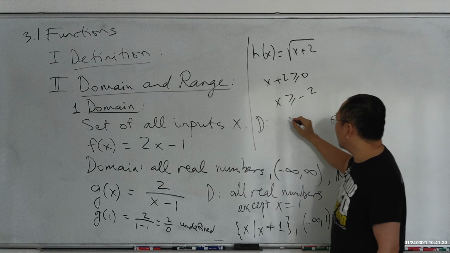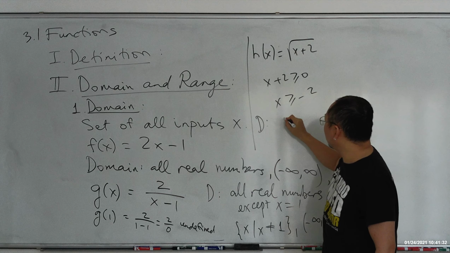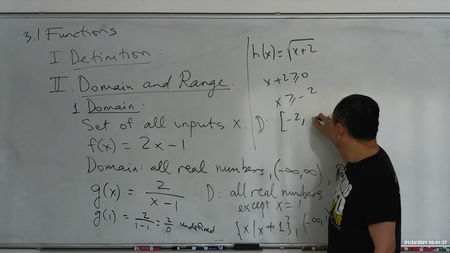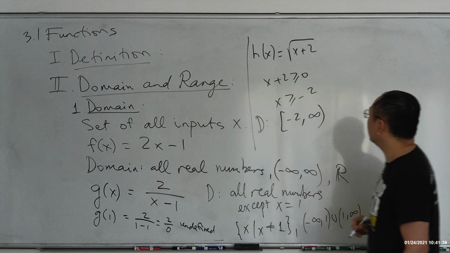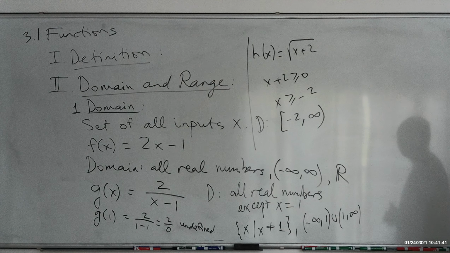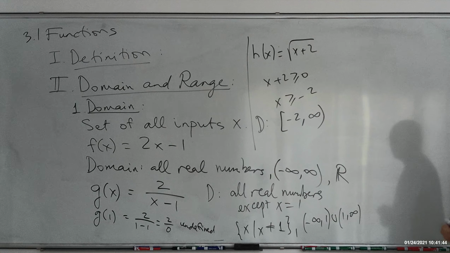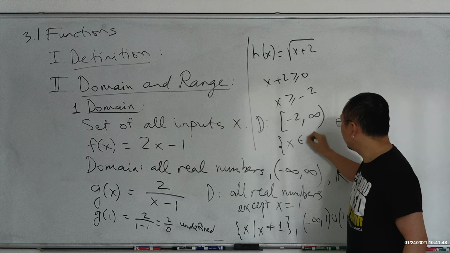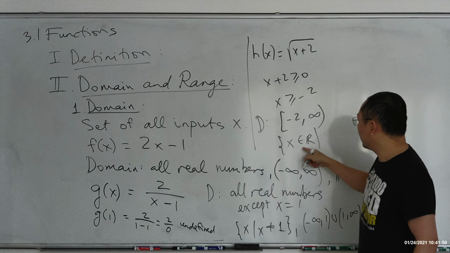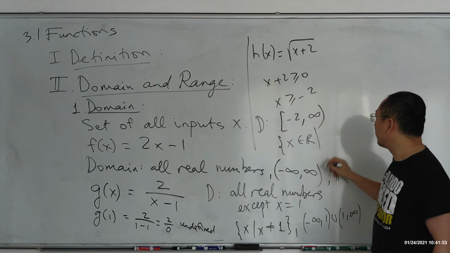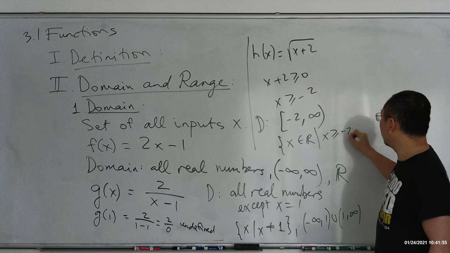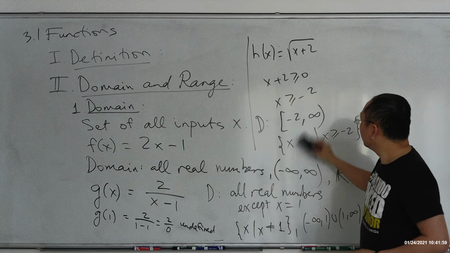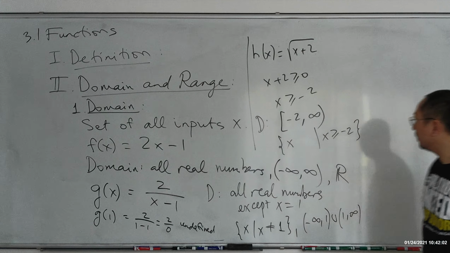But that's too long, so let me write it this way: x greater than or equal to negative 2, right? So use interval notation: negative 2 all the way to infinity. Or you use set notation, all real numbers x. Yes, the book didn't write it yet, but what it means is x is a real number, and x is greater than or equal to negative 2. I think our book just writes that much, but it's clearer to say that x is a real number.